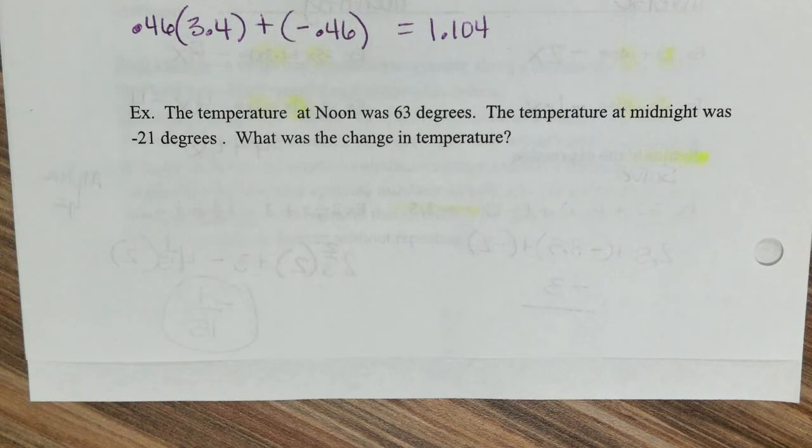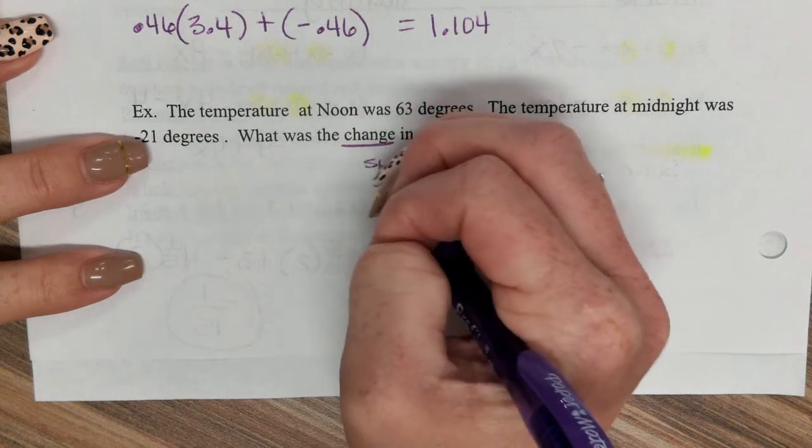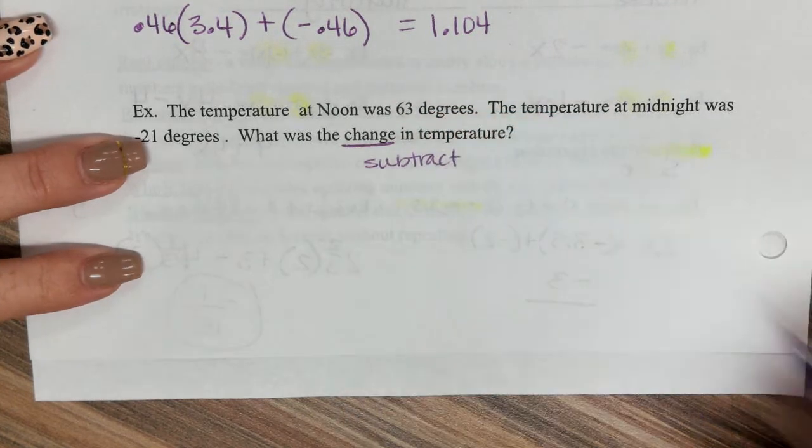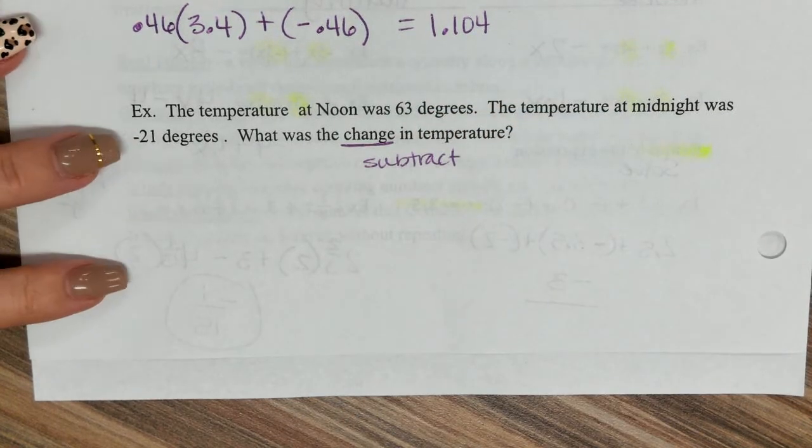The temperature at noon was 63 degrees. The temperature at midnight was negative 21 degrees. What was the change in temperature? What does change mean in math? So we know right now we're going to subtract. So somebody tell me, how would I set this up?